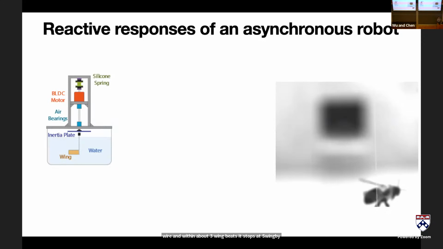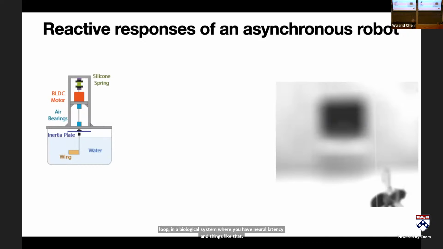That's extremely hard to do, or at least I'm going to claim it is, in the context of a sensory feedback loop in a biological system where you have neural latencies and things like that. But it's relatively easy to do if all you're doing is suppressing the stretch of the next muscle. Because again, this actuation is generated by muscles causing themselves to stretch.